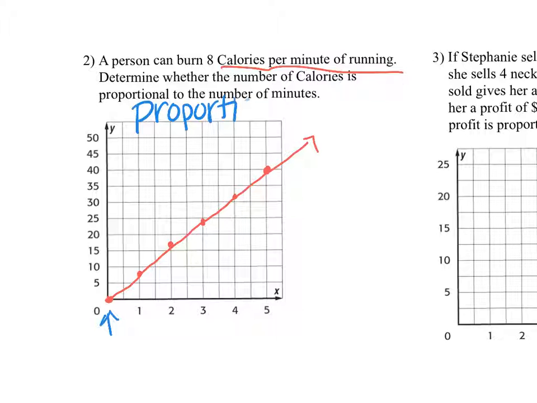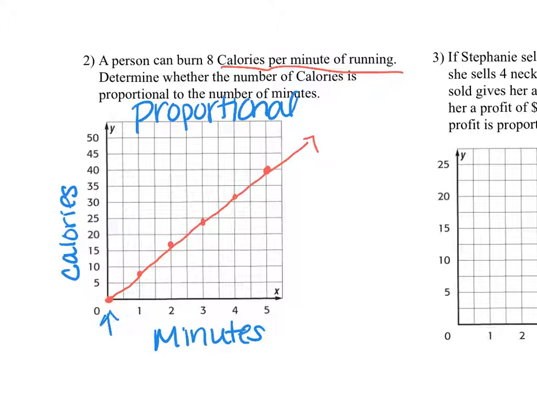Let me make sure I label the sides for you, because that's important. We know this down here is the minutes happening. Okay, and we know this over here is the calories that we're burning. Okay, so this is a proportional statement.